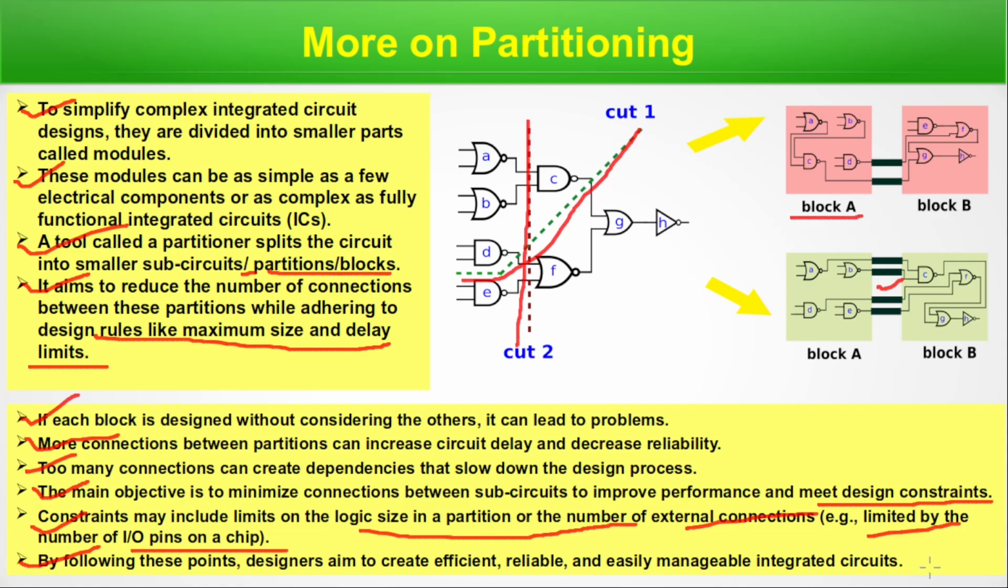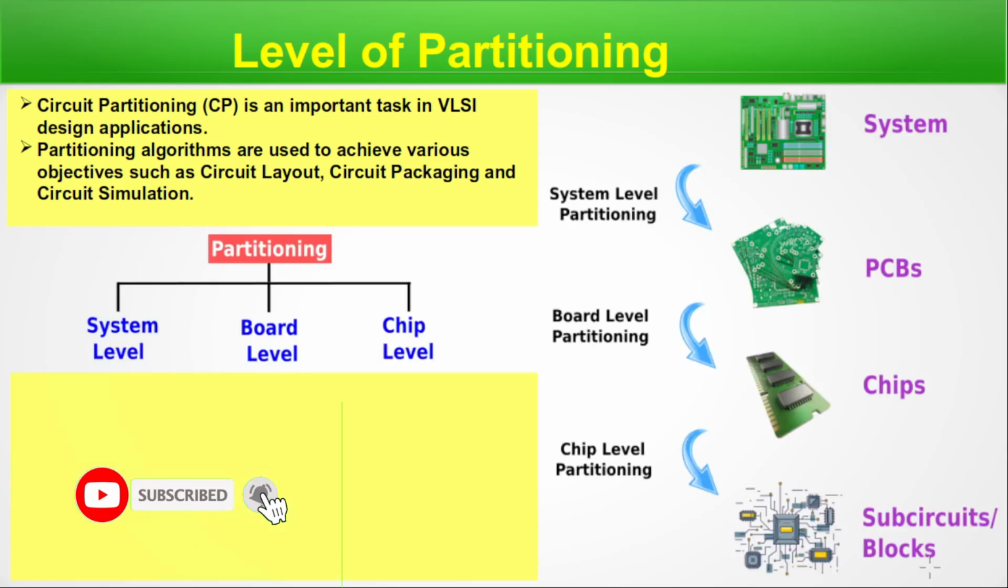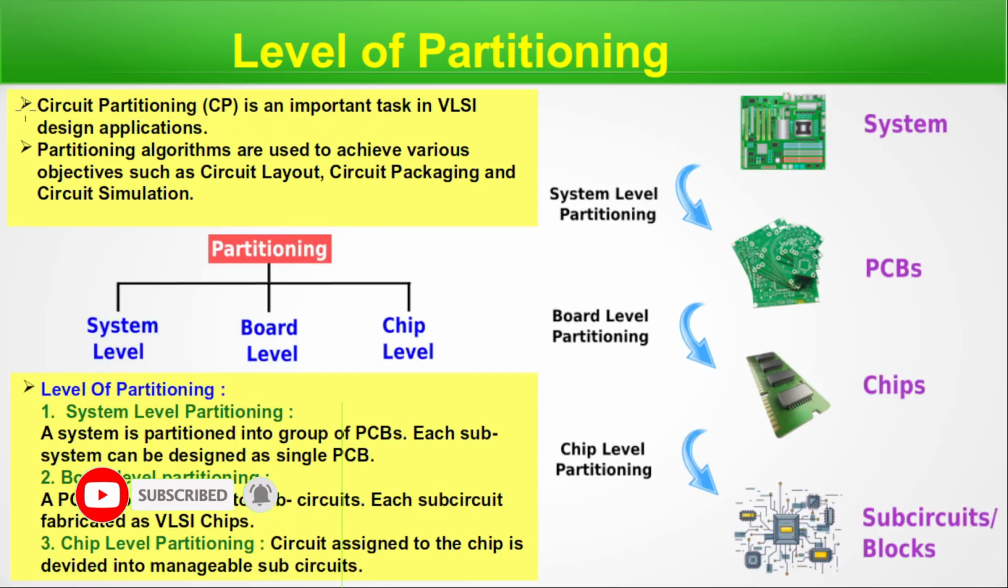So we are done with this slide. We will move to the next slide. Next is level of partitioning. Now, circuit partitioning is an important task in VLSI design applications. Partitioning algorithms are used to achieve various objectives such as circuit layout, circuit packaging, and circuit simulation. Partitioning can happen at 3 levels: system level, board level, and chip level.